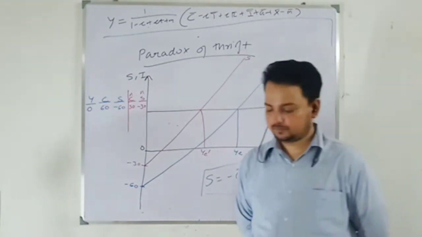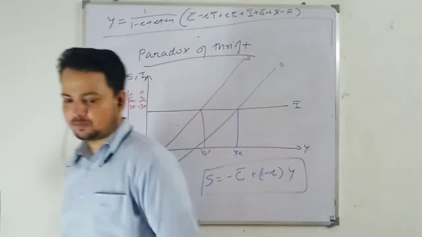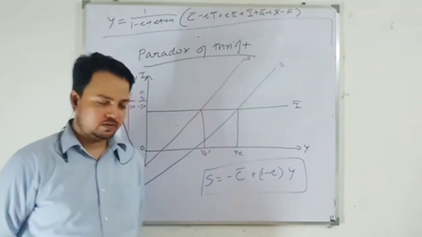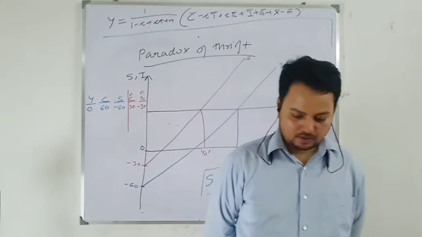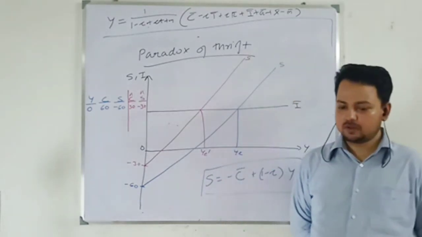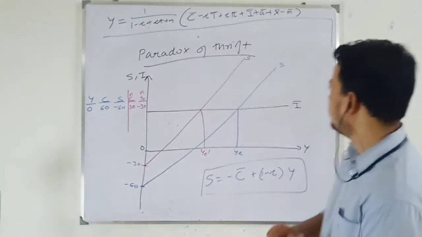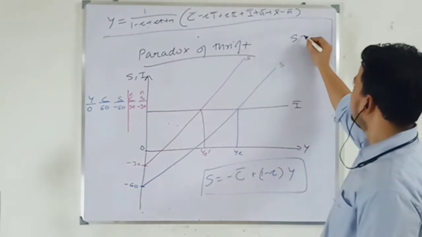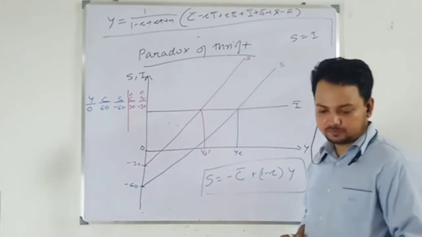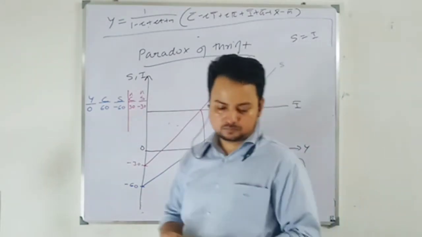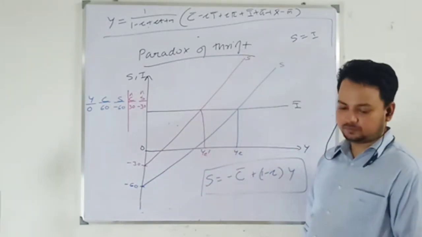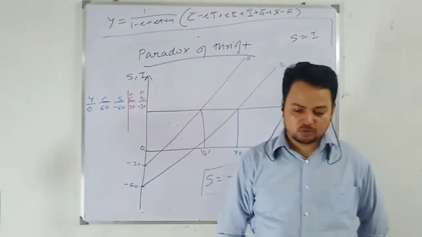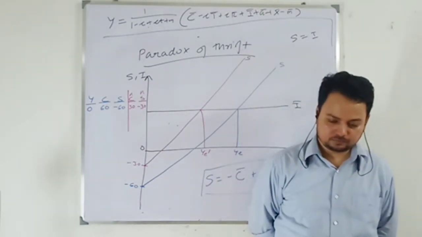At equilibrium, saving equals investment, that is, S equals I. At equilibrium saving equals investment, and it determines the equilibrium level of income Y.